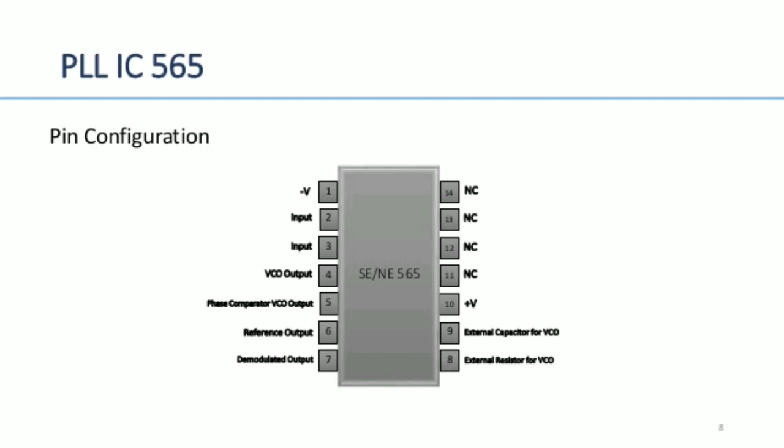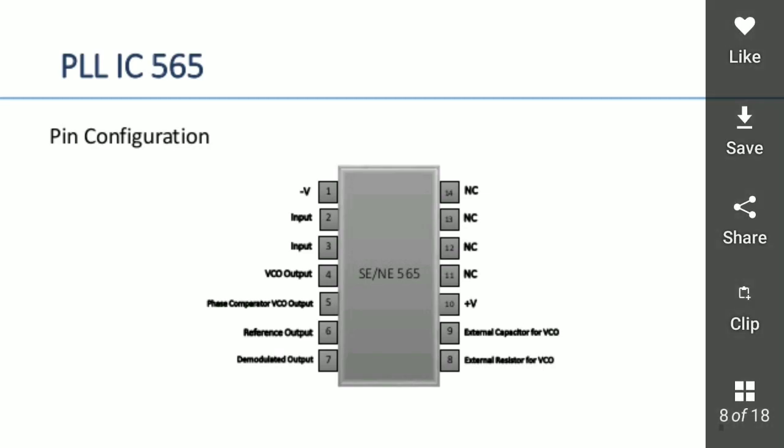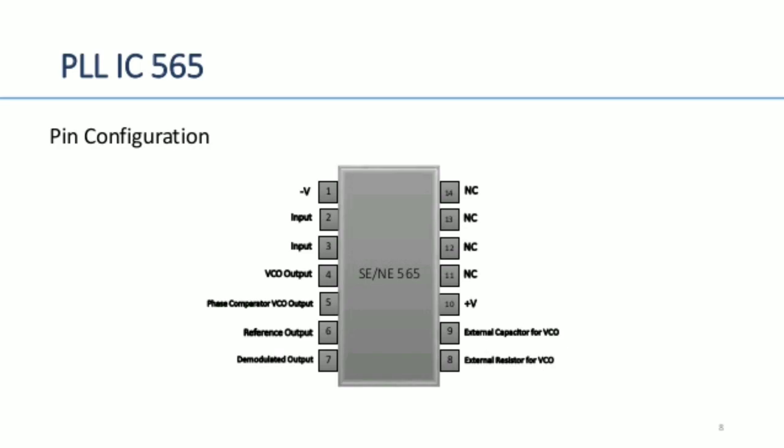Then pin numbers 8 and 9 are used for the external components of the voltage controlled oscillator. Pin number 9 is for the external capacitor for the VCO, and pin number 8 is for the external resistor for the VCO. Pin number 2 is an input pin, and pin number 3 is also an input pin. The VCO output we have to observe from pin number 4. Then the phase comparator input is pin number 5. Then the reference voltage is applied to pin number 6, and if you want the demodulated output, you can get it from pin number 7.